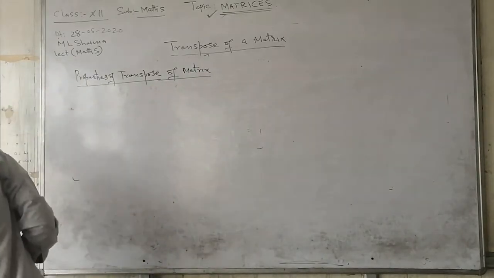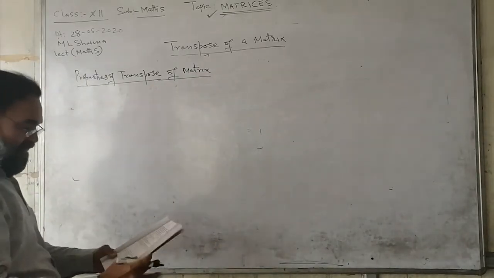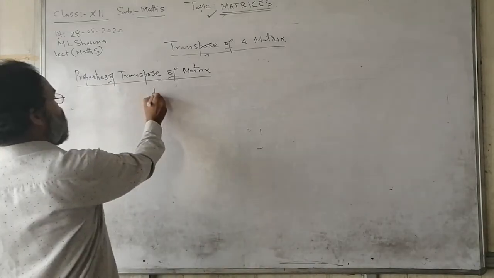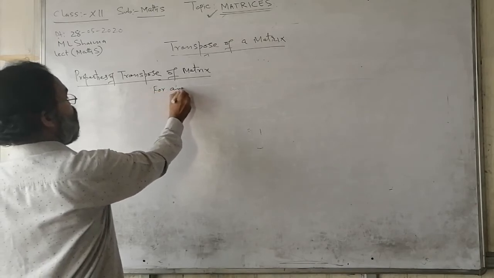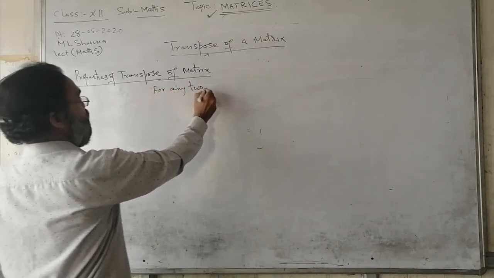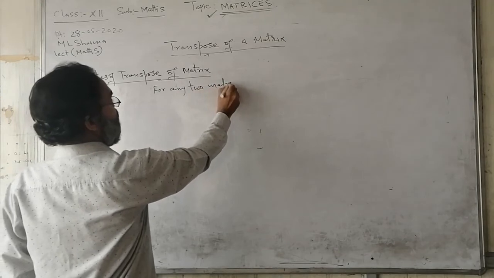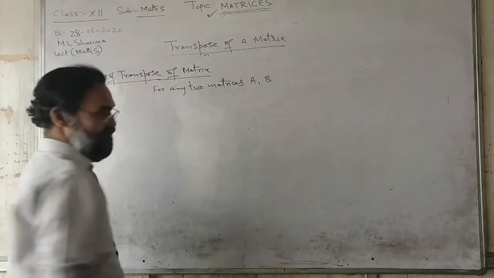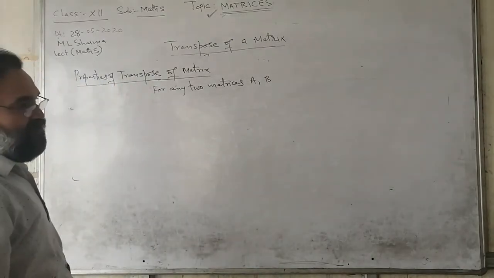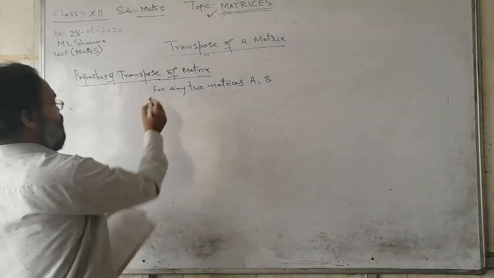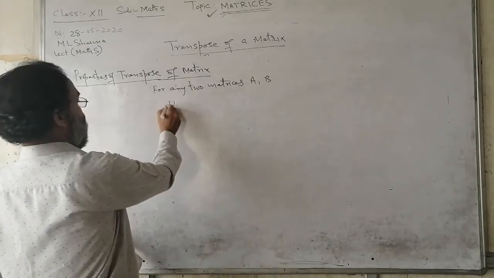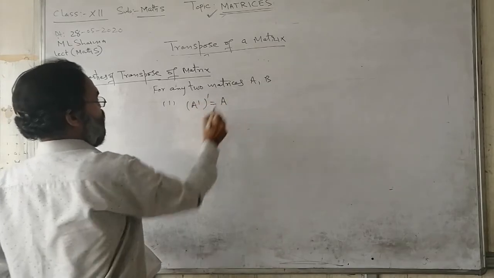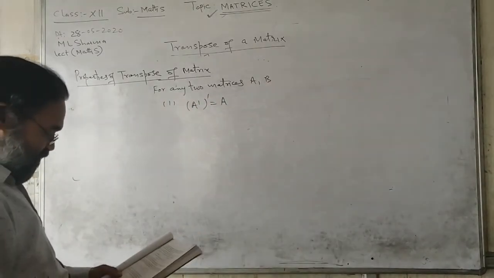So first property is for any two matrices A and B, one is A, one is B. It can be of any order. It can be 2 by 2, 3 by 3. So number one property says transpose of a transpose is equal to the original matrix.